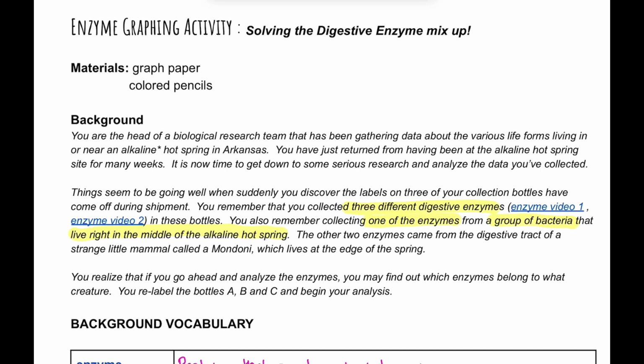So in our vocabulary words, we are going to go over what alkaline means, so that we can figure out what kind of conditions the bacteria enzymes should be able to survive in. And then the other 2 enzymes are going to have come from the digestive tract of a mammal called a Mondani. And that animal lives at the edge of the spring. So I'm also going to talk about what kind of conditions the enzymes from this Mondani mammal should be able to survive in.